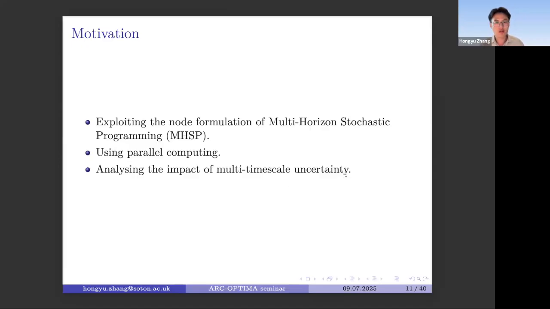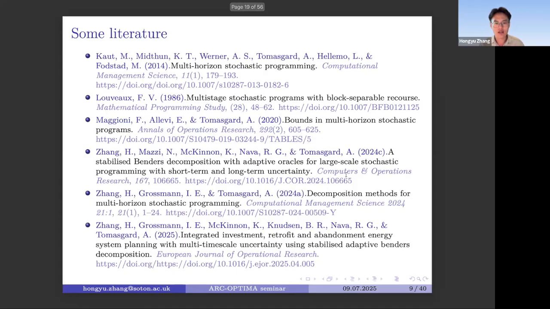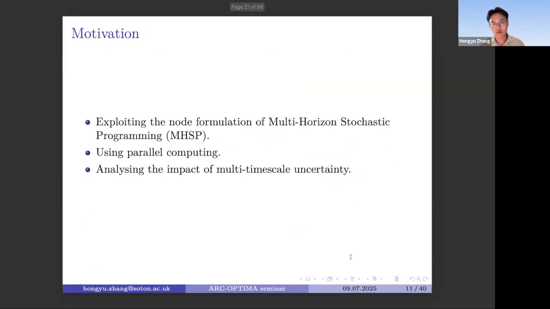If we go back to the literature in the past, mainly from our side, we did a lot of work along the line of solution algorithms for MHSP, and the key of MHSP is to efficiently capture multi-timescale uncertainty. But there is no paper that systematically analyzes the impact of this multi-timescale uncertainty, and that's why in this paper, we will try to fill this gap.